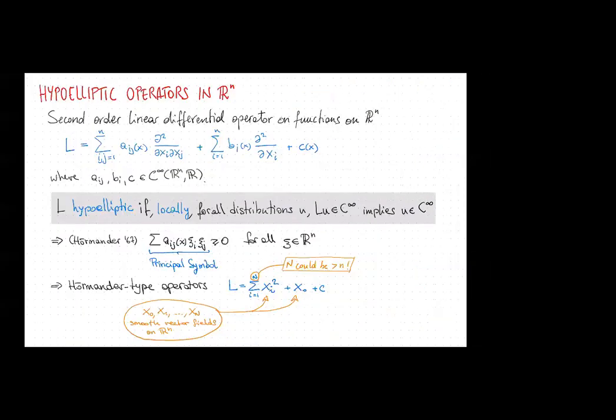Hörmander has done, and not just him, a lot of work on this. We know that in this case, the principal symbol, which is just the sum of these coefficients with the corresponding momenta here, has to be non-negative. And then we have what are so-called Hörmander type operators, which are operators made of squares of some vector fields, like what we see here, plus some other vector field, plus the potential. So we call operators of this form, written as a sum of products of smooth vector fields on R^n, Hörmander type operators.